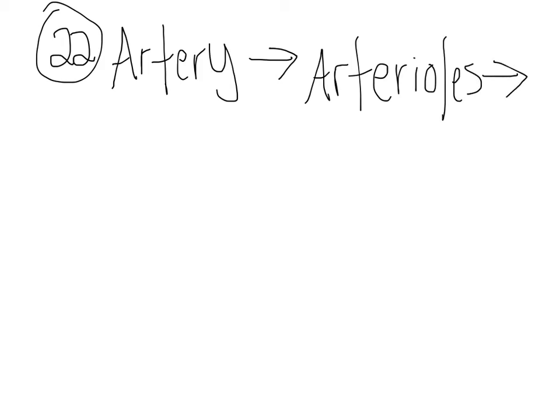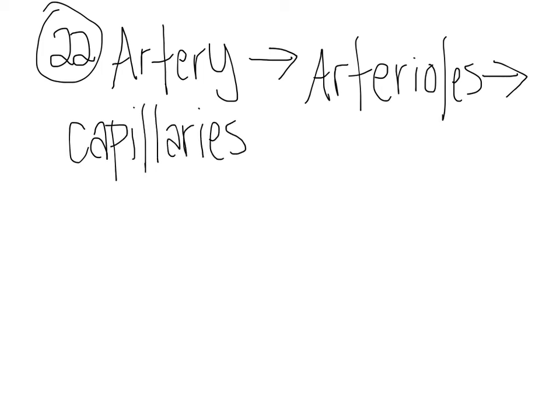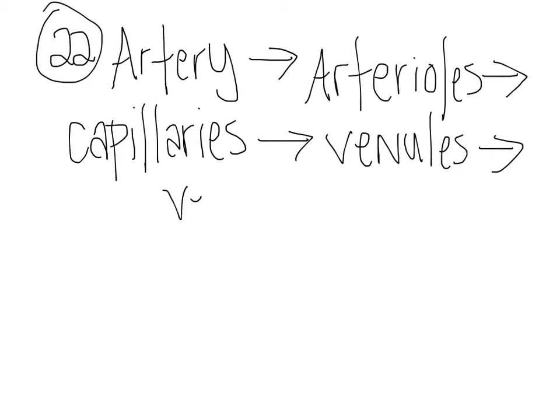Then it's going to get even smaller, and those are your capillaries. And then it's going to slowly start coming back to the heart. So that's where you get venules and then veins. So that is the blood flow through blood vessels. Arteries are the biggest. There's a whole lot of pressure there because it's coming directly out of the heart, so that's why they have to be so large. There's less pressure as you get away from the heart.